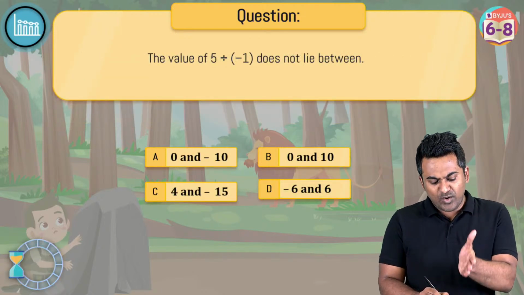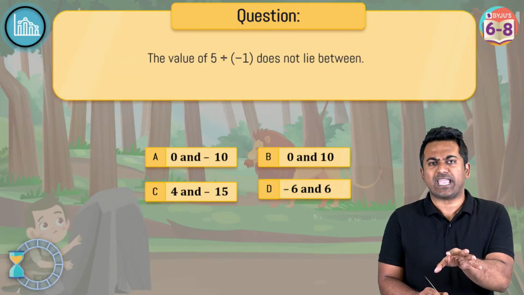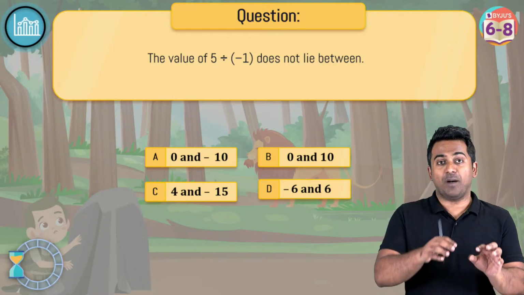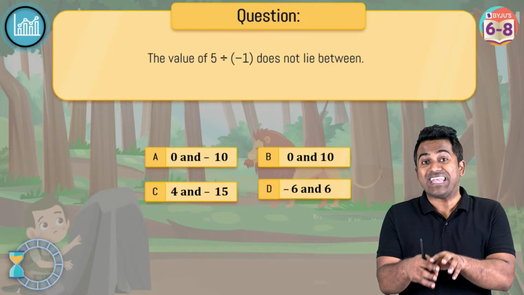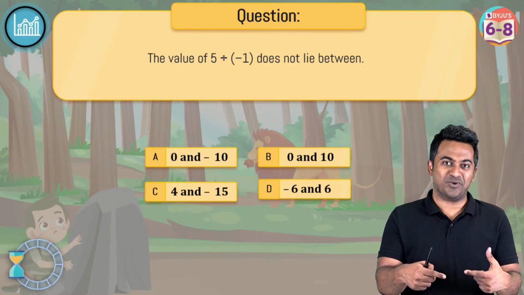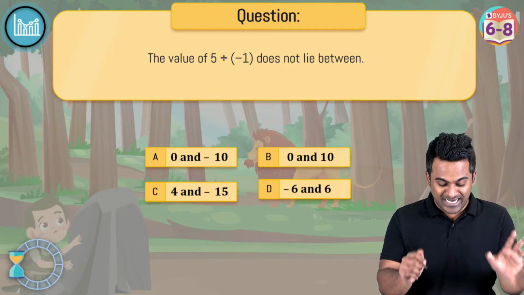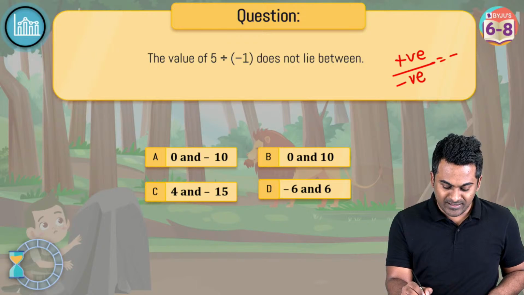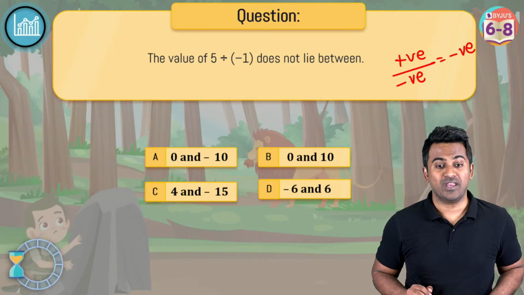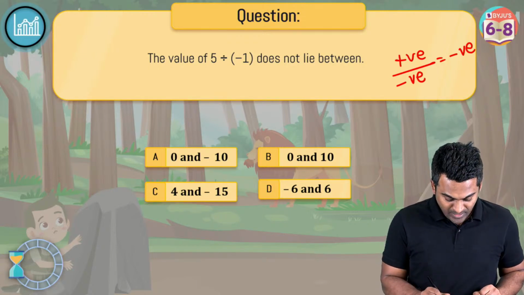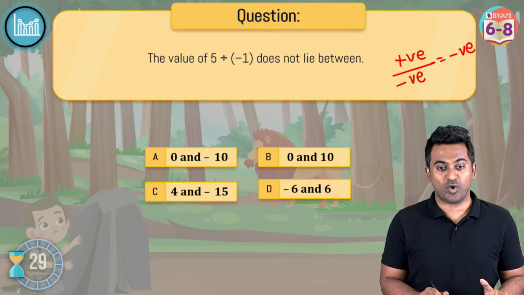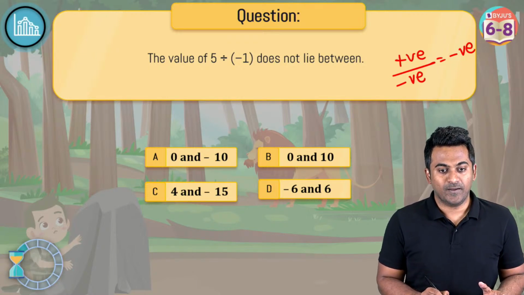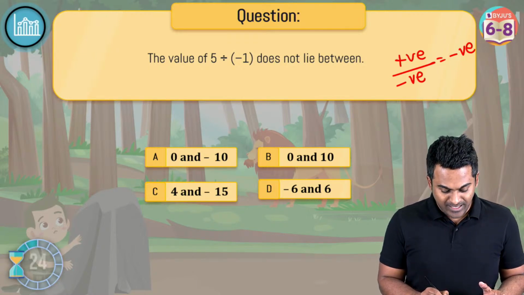Okay, so the value of 5 divided by minus 1. So this is again an idea which is a positive number divided by a negative number. Now I already recalled this in the first few slides, like positive number, when you divide by a negative number, the result is going to be a negative number. So this is going to be how much? The correct answer is going to be what? A, B, C, D. Okay, I am getting B here as the correct answer.